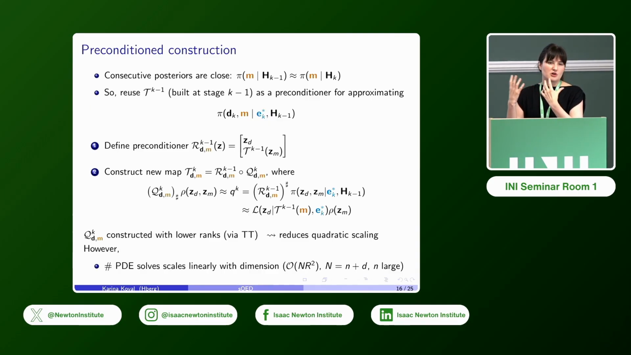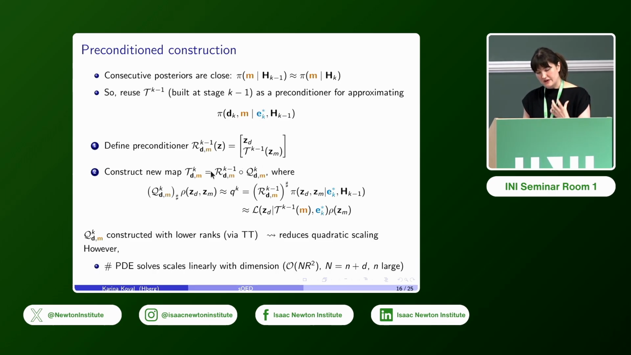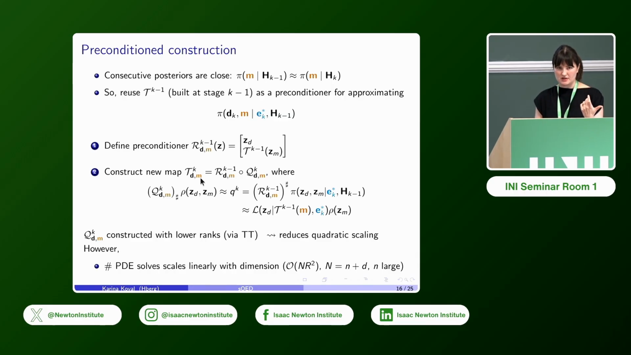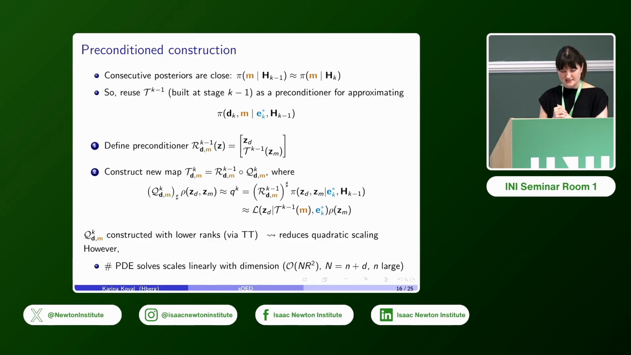So if we only measure a small amount of data at a time, what we can do is reuse the previously constructed transport map to define a preconditioner that simplifies the construction of the transport map for the stage K joint density. So given this previously constructed transport map, we define this new preconditioner that depends on the map, and we now define our joint transport map of interest as the composition of this preconditioner and this intermediate transport map, which is what we approximate. And this typically requires much lower ranks to approximate. So we've reduced the quadratic scaling here.